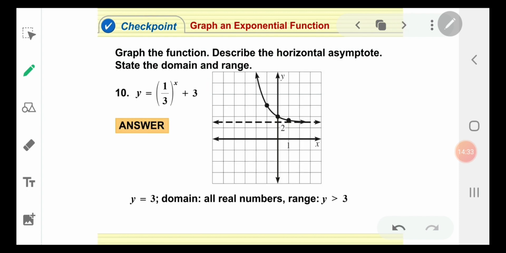Again, here is the correct graph. The new asymptote here is a dotted line. It is y equals 3 because everything is shifted 3 units up. And the graph goes along this new asymptote. It means the domain, as usual, is all real numbers from negative infinity to infinity, while the range, since the graph here is all above this line, is y greater than 3.